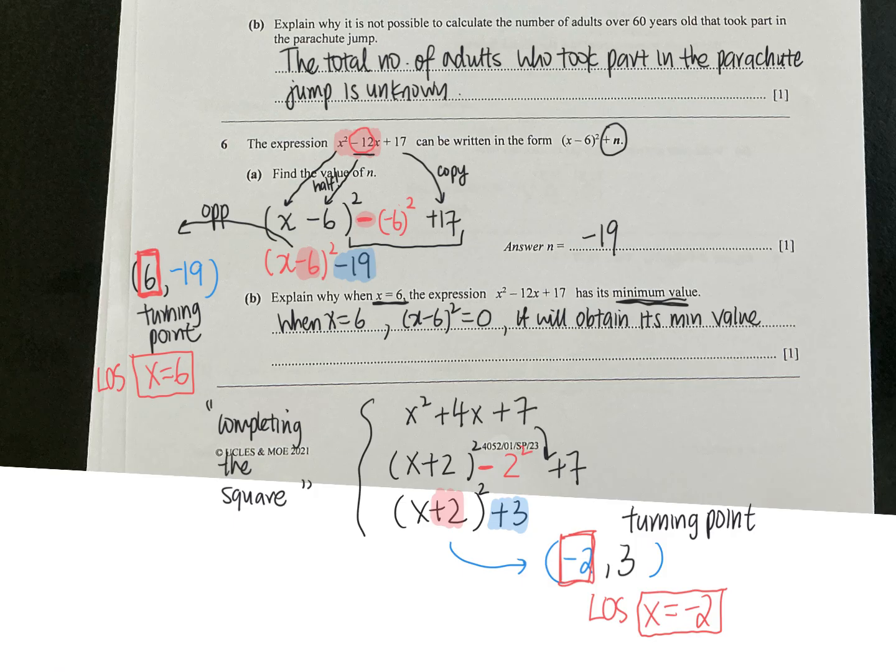Because this thing is your minimum point. It happens when x is equal to 6. Then the whole bracket square is 0. Then you get minus 19. So this is how you explain. Or you tell me the minimum point is 6, minus 19. That's why it's minus 19.